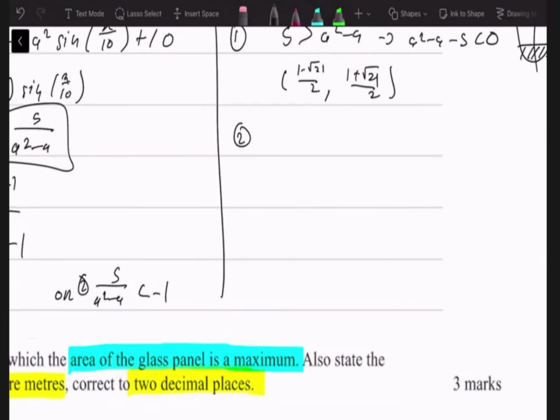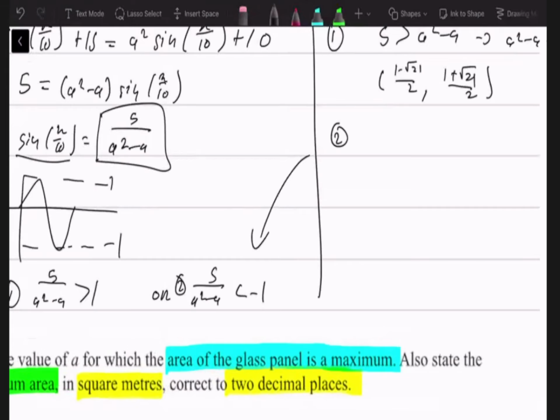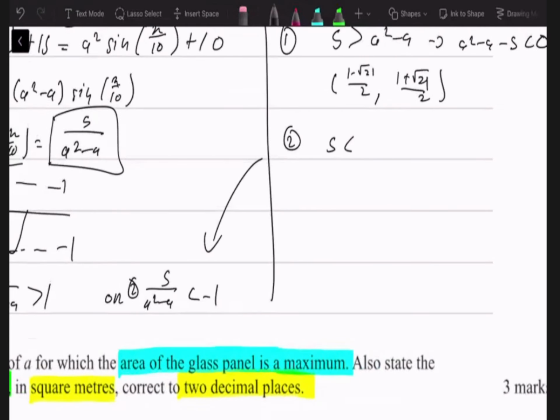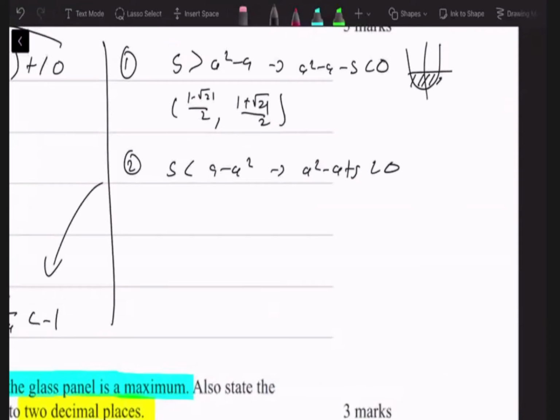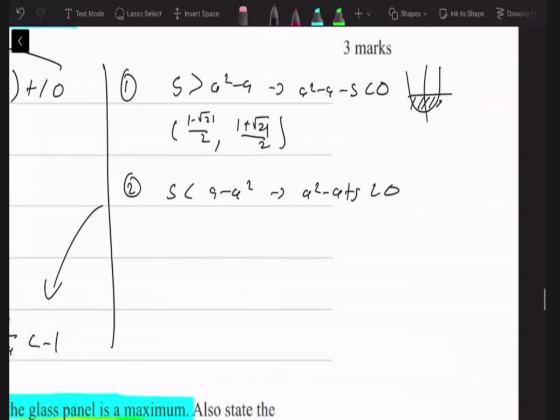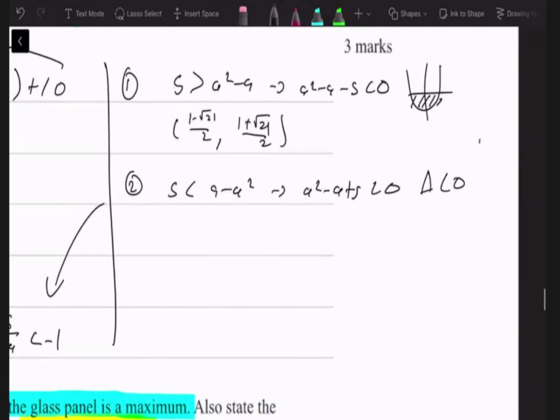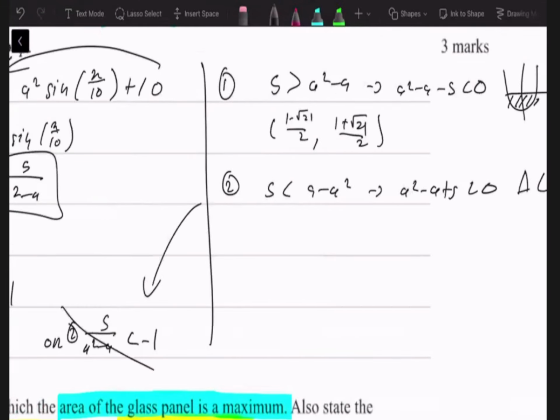And the second thing is this one. So 5 is less than a minus a squared. So a squared minus a plus 5 is less than 0. If you test the discriminant, it's less than 0. So that means for all values of x, there's no solutions. So the second part becomes irrelevant.